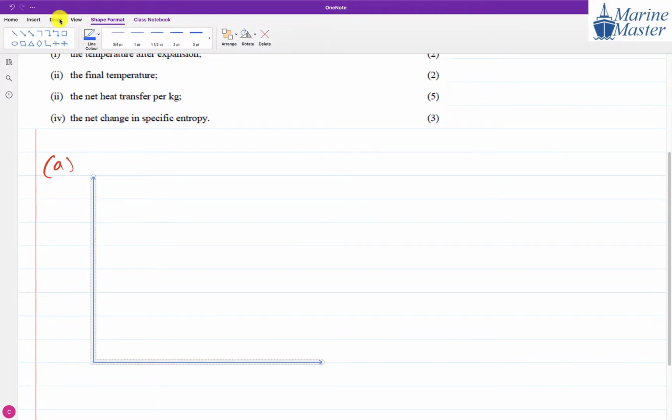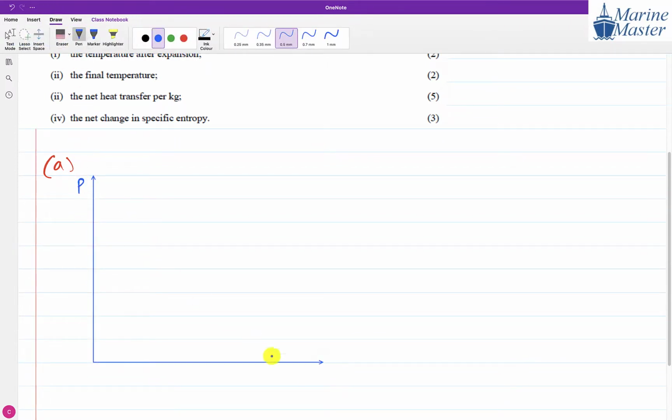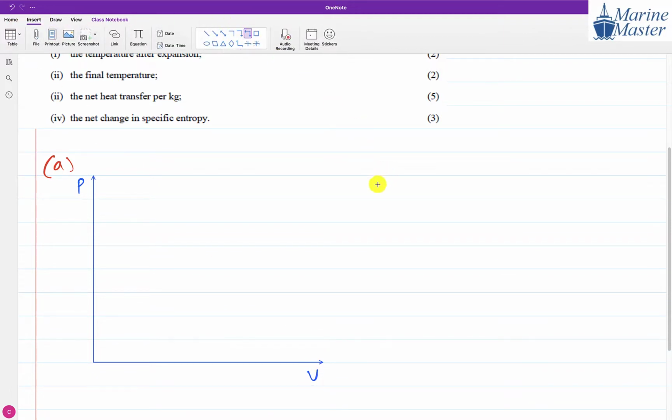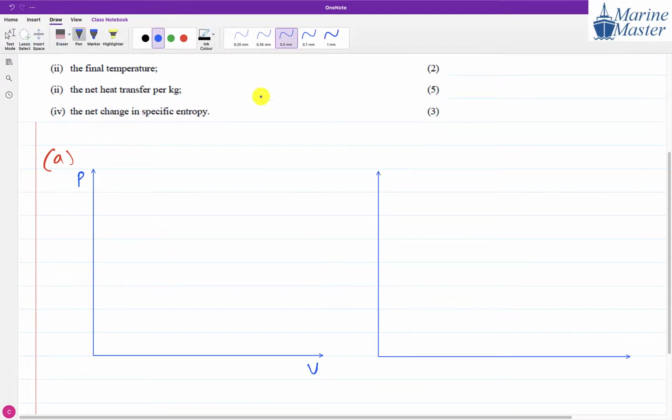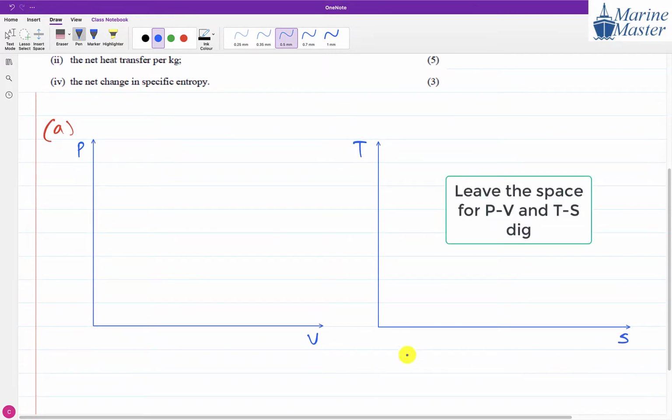So first of all, a pressure-volume diagram, and after that we will have a temperature-entropy diagram, that is a TS diagram. So the PV diagram, and after that the TS diagram. Okay, we will just leave this space and then we will start writing down the given things, what they are saying in the given things.